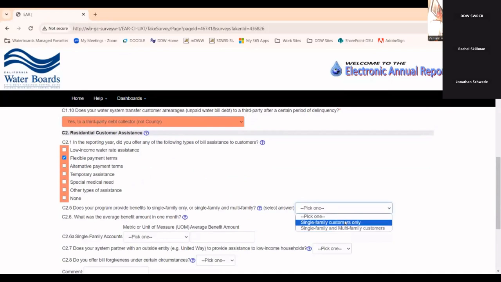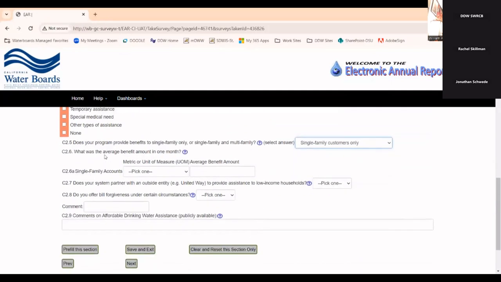And then there's another one similar to that where it's asking if you provide any kind of benefits to single family or your multifamily. You can select, I guess this one will be specifically for which type of customer. So we'll say we only do it for single family customers. And then you could say, what is the benefit I give them? Yeah, you could say I give them like $50 off every month for their water rate charge, and that's the benefit they are provided.